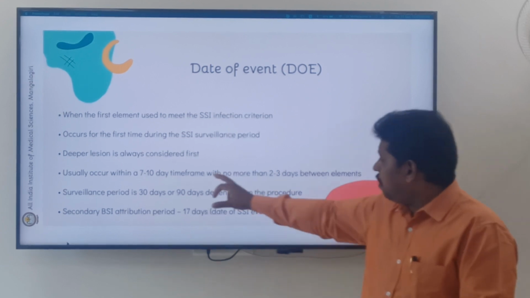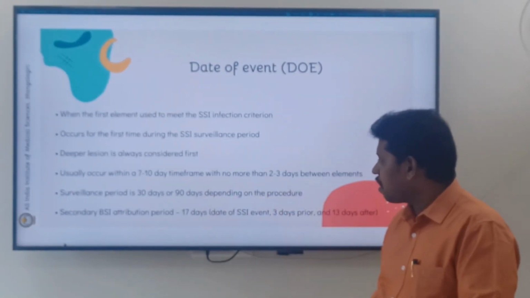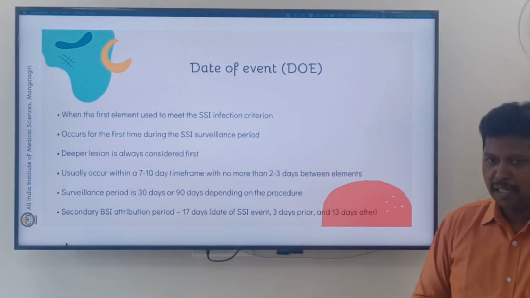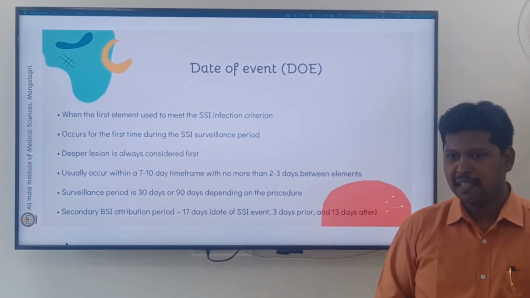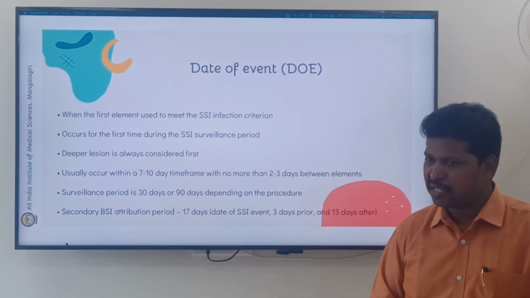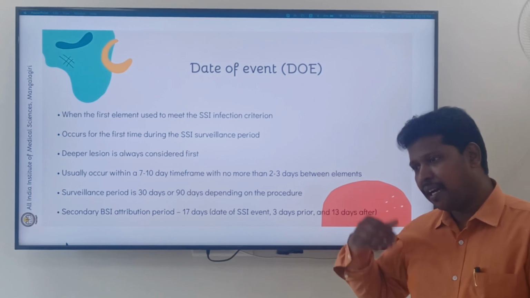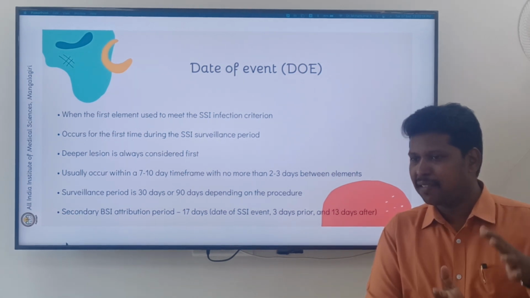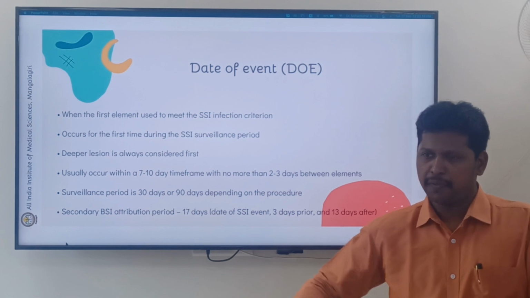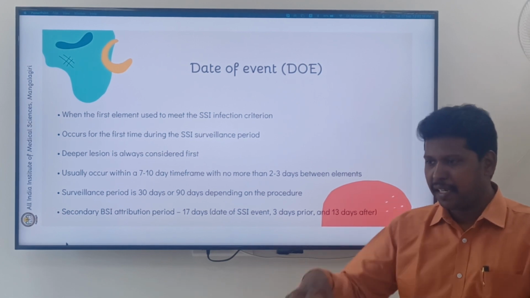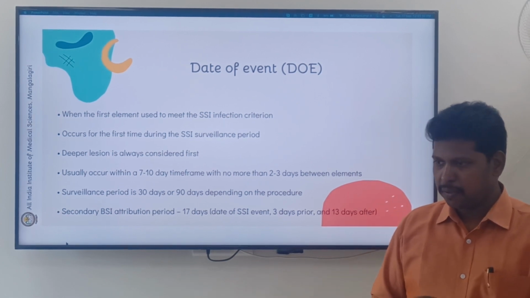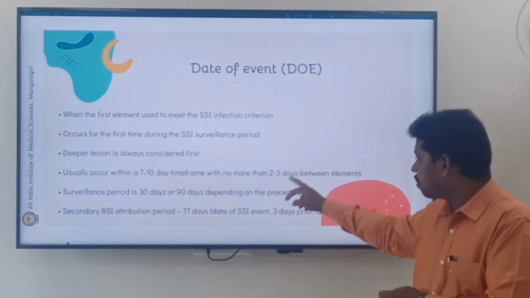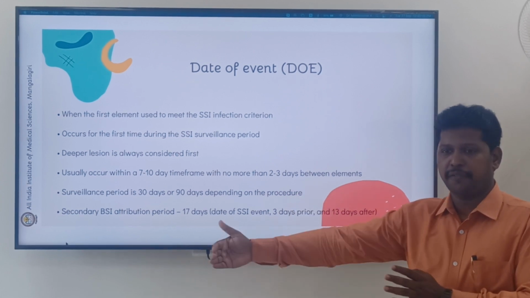Roughly, usually the infection occurs within a 7 to 10 day time frame with no more than 2 to 3 days between elements. There is another possibility: after the surgery, on the second day the patient is having some discharge, and after that a long gap, so only discharge is there, nothing else, other criteria are not fulfilled. After a long gap of 10 days or 14 days, again he is having redness or swelling and other things. So both things point towards infection, but the time duration between these elements is also quite far.